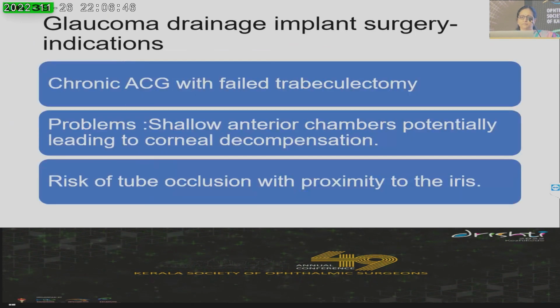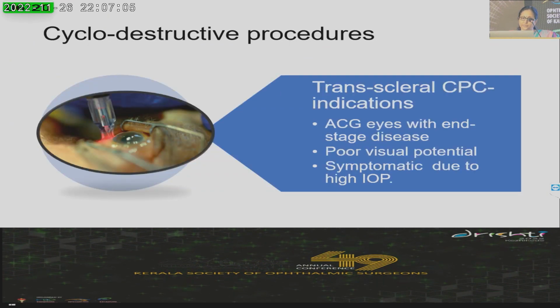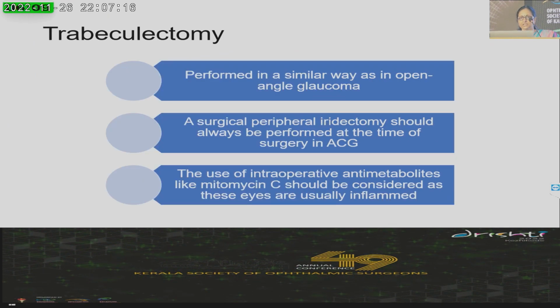Then GDD in very chronic angle closure glaucoma with failed trabeculectomy, but in angle closure glaucoma again the risk is more because the limited space is there, so the tube can get occluded with iris, or you can get corneal decompensation because the space is very less. Then in angle closure glaucoma eyes with end-stage disease, if the patient is symptomatic with a poor visual potential, you can consider CPC. So trabeculectomy is the usual surgical treatment for an angle closure glaucoma which is uncontrolled with medical treatment and status post LPI.